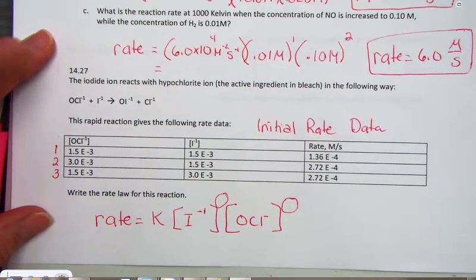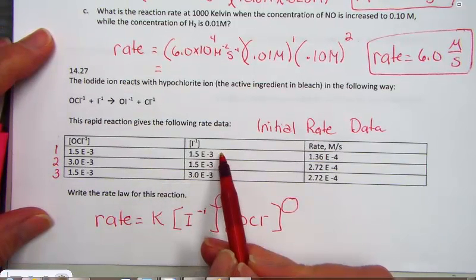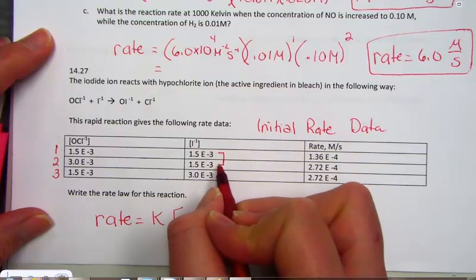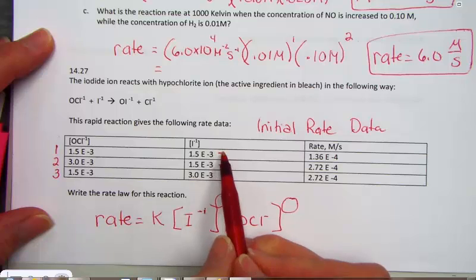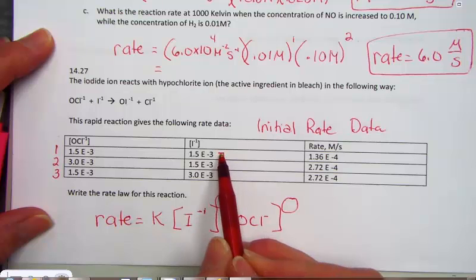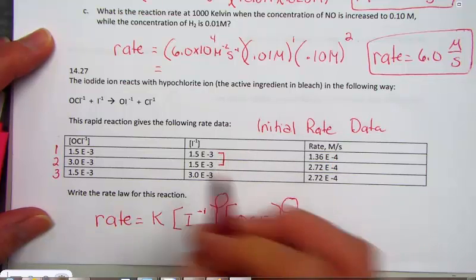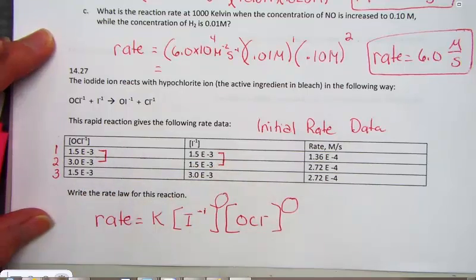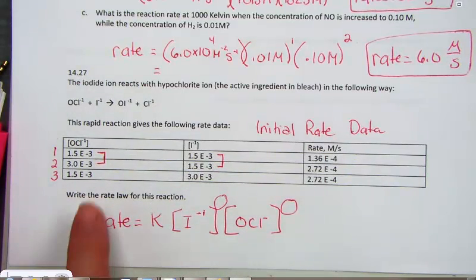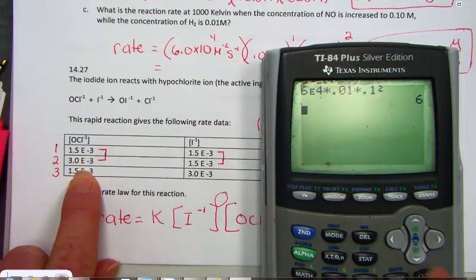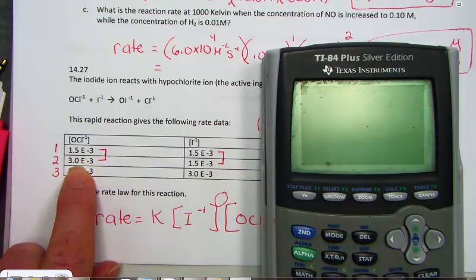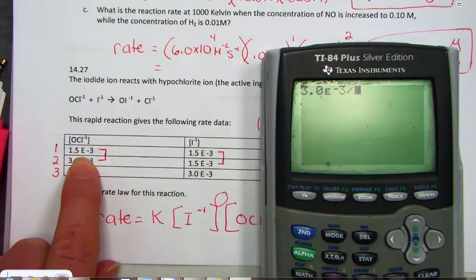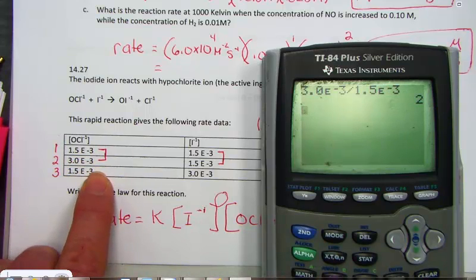So the easiest thing I like to do is to find 2 trials that hold one of the ingredients constant, as in this trial 1 compared to trial 2. The reason I like that is now iodide is no longer affecting the rate. It is remaining constant. It's factoring out of how the rate changed. The only thing affecting the overall rate was changing OCl's concentration. When I compare from trial 2, 3.0 E negative 3 to 1.5 E negative 3, I see that that really is a factor of 2.